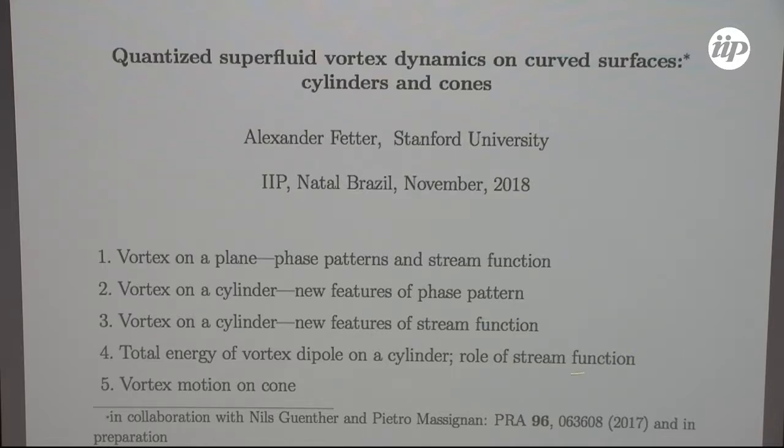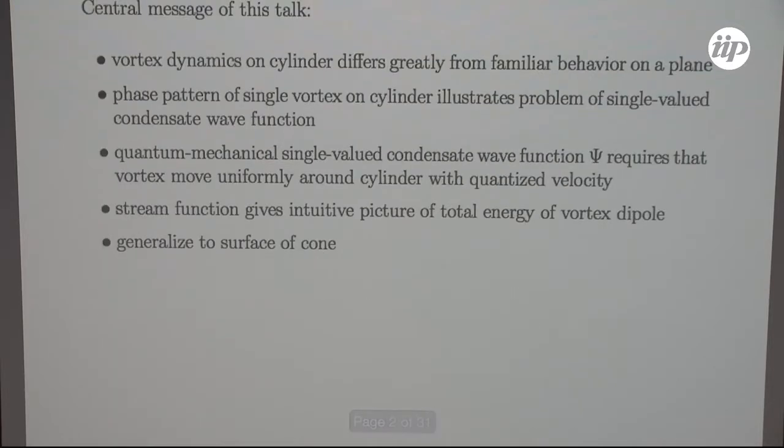And so I'm going to spend a little bit of time on that, and finally, if I have time at the end, I'll talk about the cone, which is also interesting. This was work with Niels Günther and Pietro Massignon, and we're preparing something on the behavior on a cone as well.